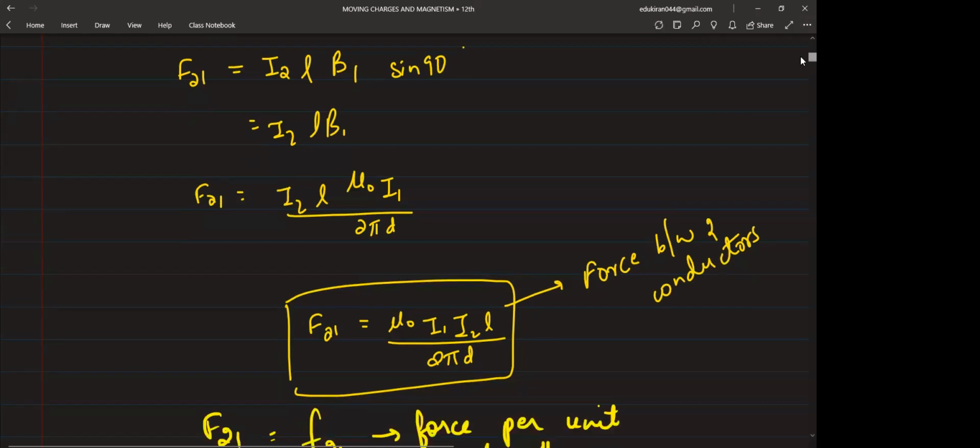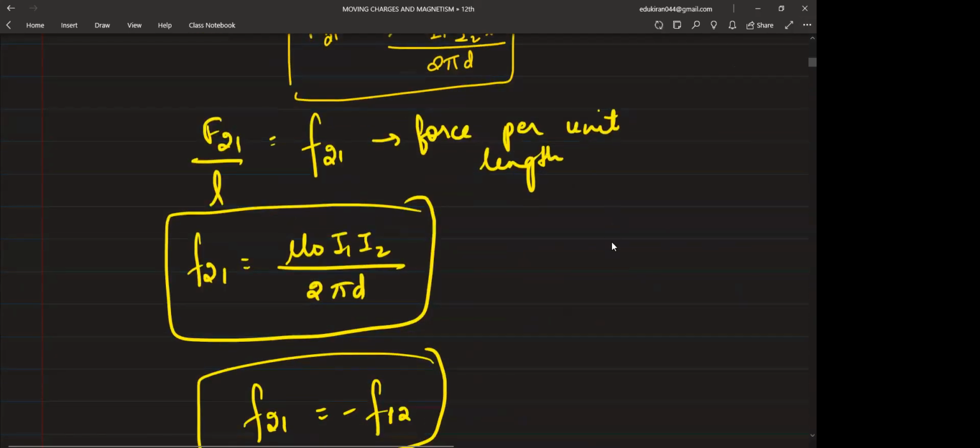Derivation and formula, everything is easy, but I don't know why this has been repeating a lot. Recently, this has been repeating itself a lot. So it's better if you prepare yourself for that only.